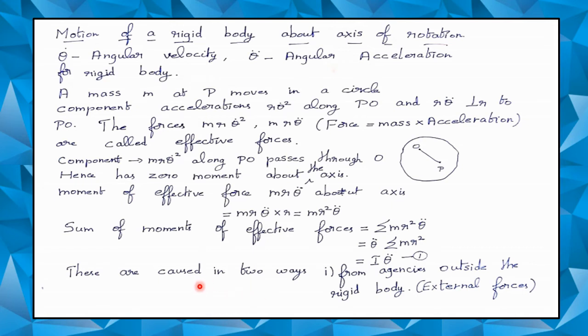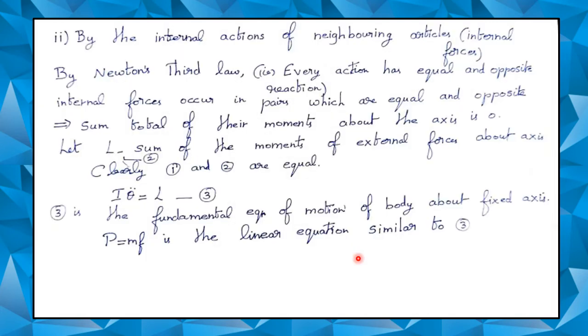Now there are two kinds of forces. One is the external force and the other is the internal force. The internal forces are due to the internal actions of neighboring particles. And by Newton's third law, that is every action has an equal and opposite reaction, these internal forces occur in pairs, which are equal and opposite. So what about the sum total of their moments? It becomes 0.